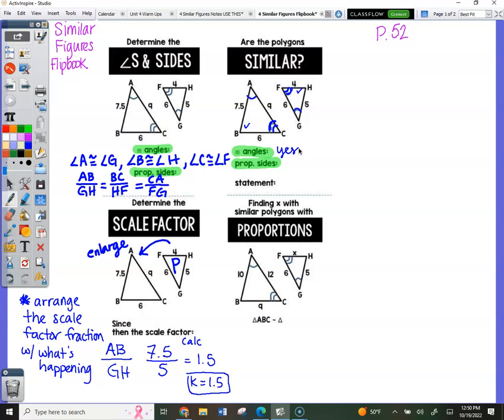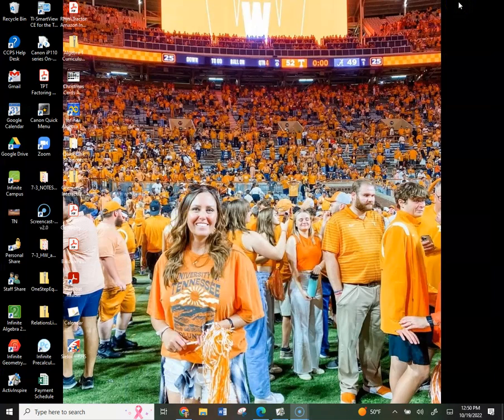You have to divide every single one of them and make sure it's the same scale factor. It doesn't matter how you do this part, as long as you're consistent all the way around. So if you divide 7.5, go to your calculator. It's the same picture.